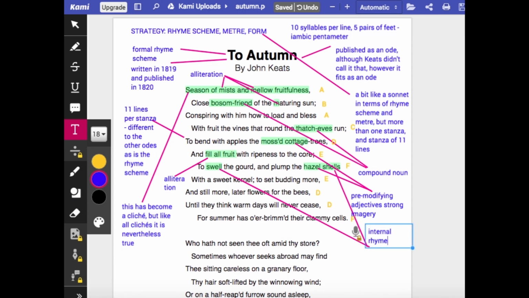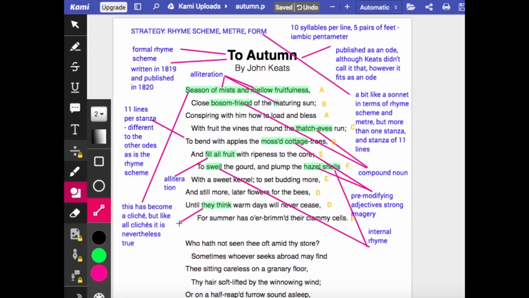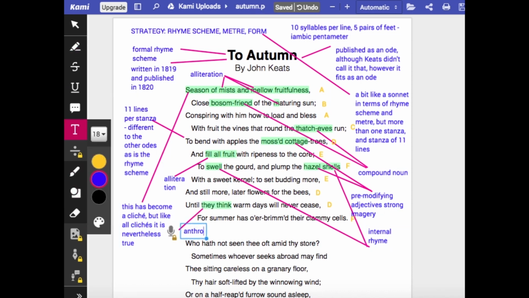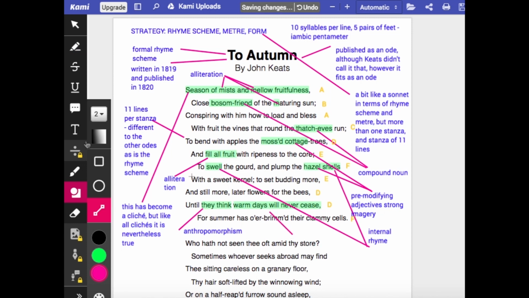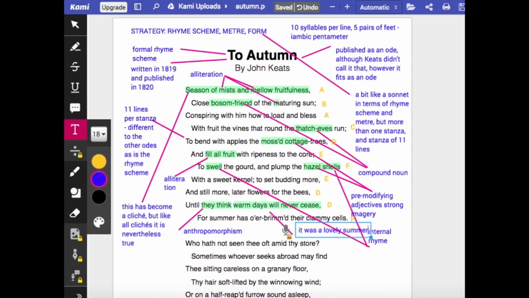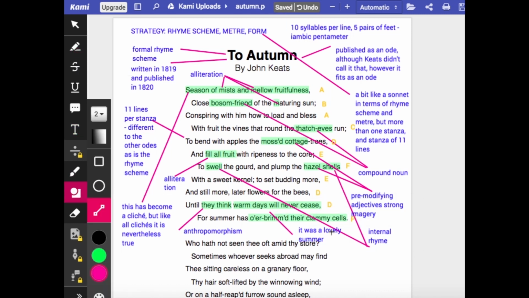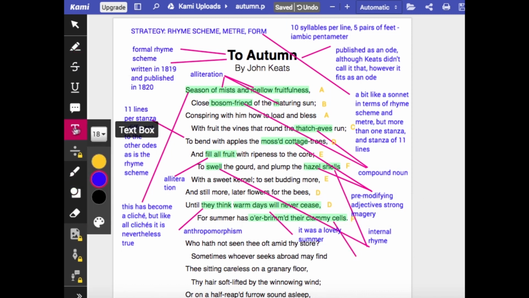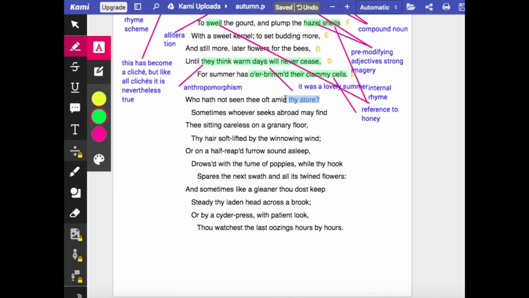And then there is some anthropomorphism, because the bees are thinking that summer will never cease, but in fact it is going to finish soon. It was a lovely summer, and that summer has all brimmed their clammy cells. I think that's a reference to the amount of honey that the bees have managed to put into their sticky honeycombs. So in the second stanza we have rhetorical questions.